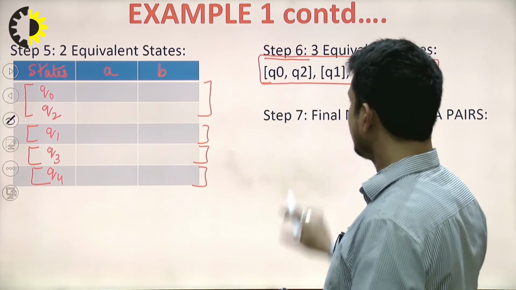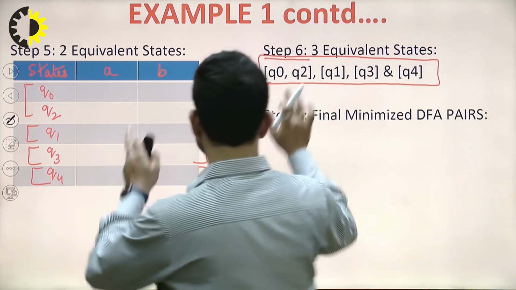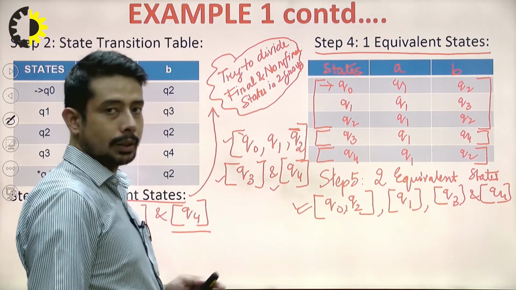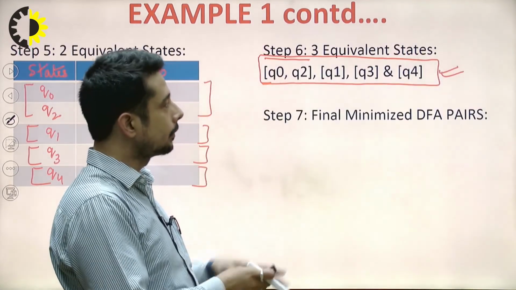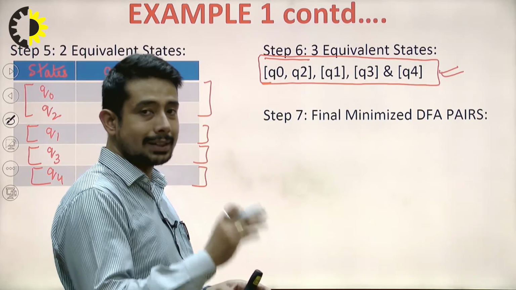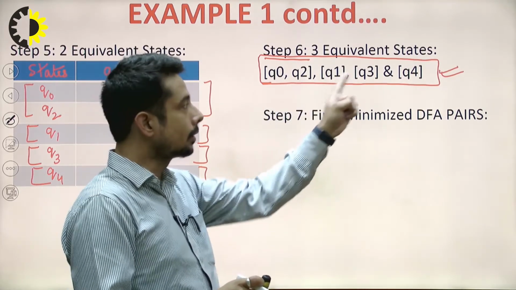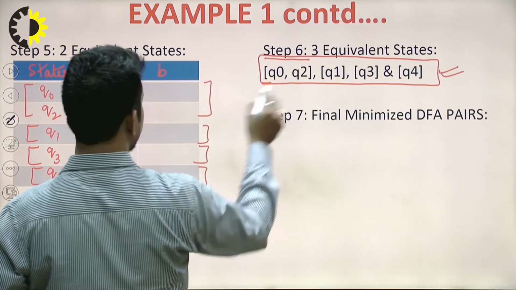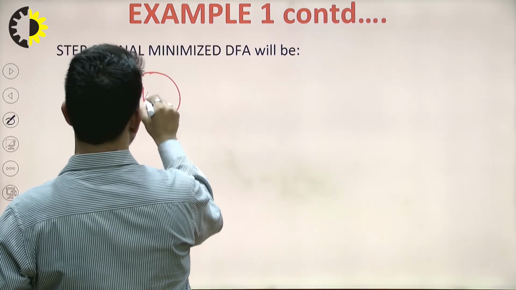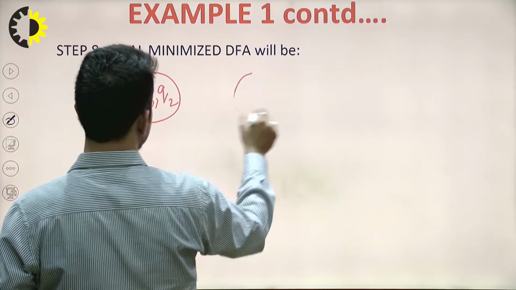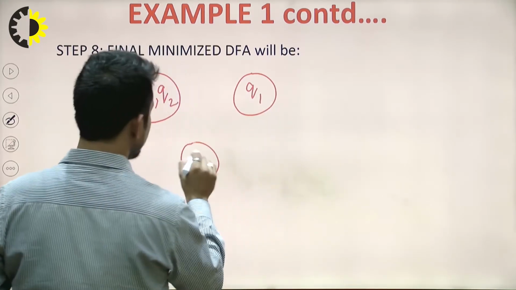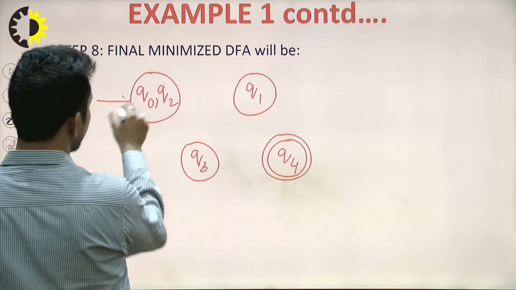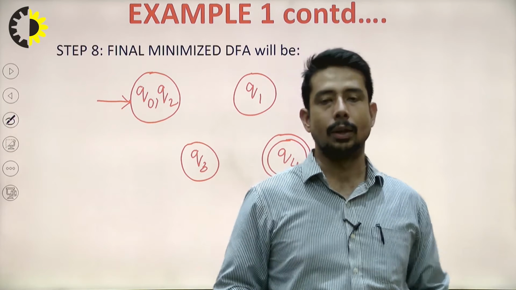Correct? If it is done, then we can go to step number 7. If you see, now step number 6 we got this, and step number 5 also the same set of groups. Therefore, we can stop here and we can declare that the finalized set of states are Q0,Q2, Q1, Q3 and Q4. Got it? Therefore, the finalized DFA will be what? I will be getting now Q0,Q2 together as a single pair, then Q1, then Q3 and Q4. As Q4 was the final state, I have kept it as it is, and Q0 was the initial state, so Q0,Q2 will now become the initial state.